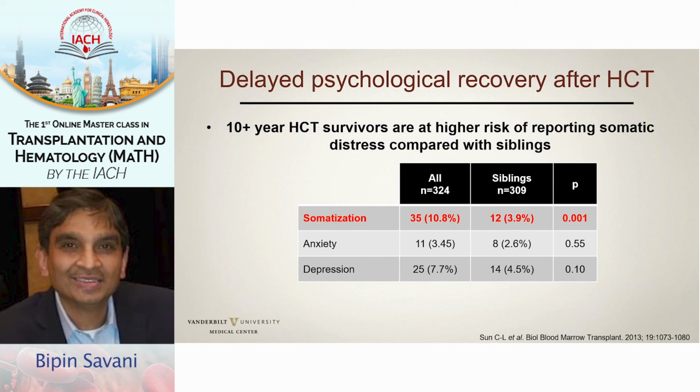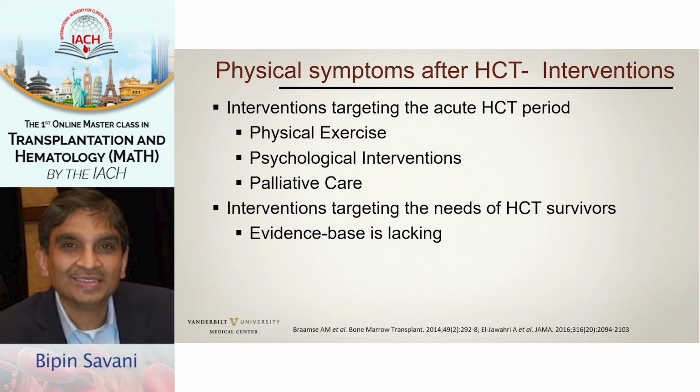10-plus year survivors are at high risk of reporting somatic distress compared to their siblings. Somatic symptom disorder, formerly known as somatization disorder or somatoform disorder, is a form of mental illness that causes one or more bodily symptoms, including pain. Symptoms can involve one or more different organs or body systems, such as pain, neurological problems, and abdominal complaints. It is a very common and frequent reason to visit the clinic.